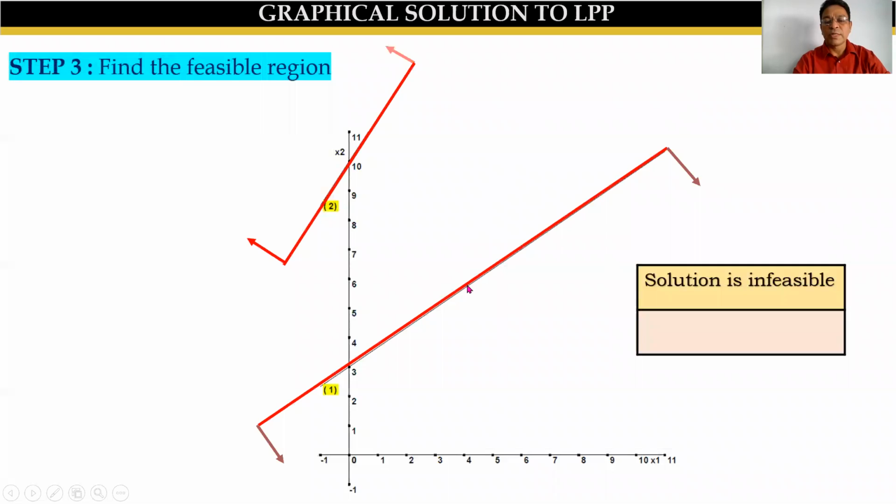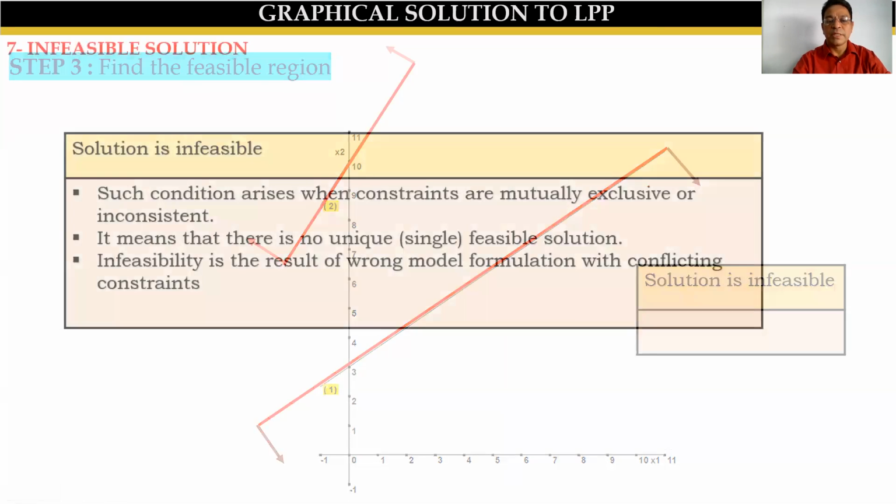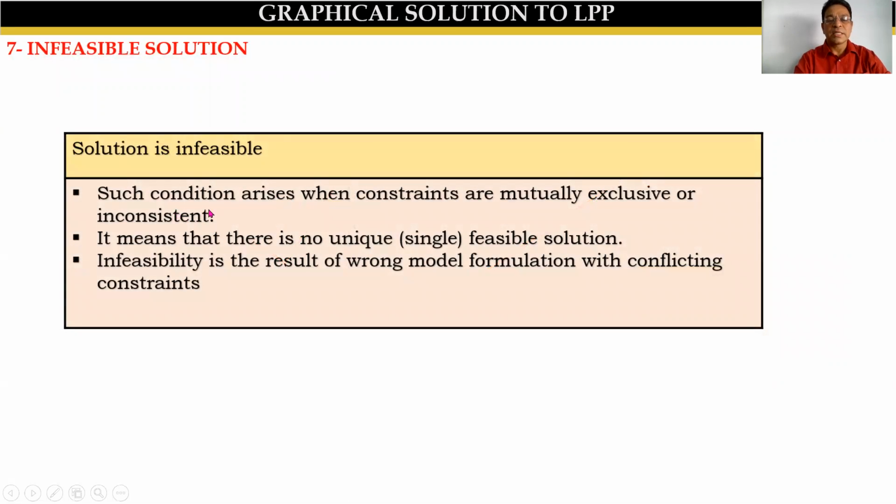The constraint number 1 is saying that this is the feasible region, but the constraint number 2 is moving in this direction. So we can conclude from this that the solution here is infeasible. And we will get infeasibility when such a condition arises, when constraints are mutually exclusive or inconsistent. Either the constraints are mutually exclusive or they are not consistent. It means that there is no unique or feasible solution to this problem.